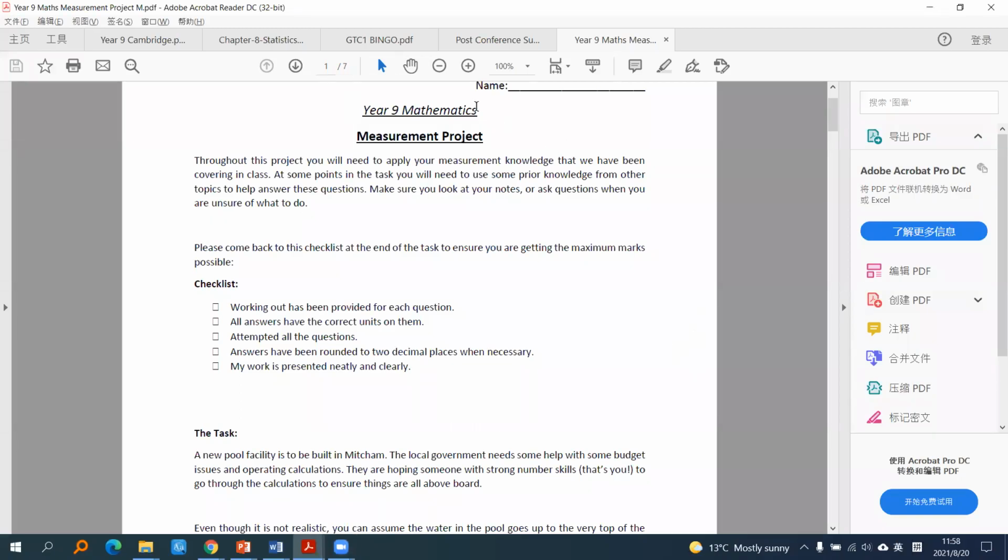Okay, so for this measurement project, for the checklist, you need to have the working out, and you need to have your answers in correct units. Then you need to try your best to attempt all the questions.